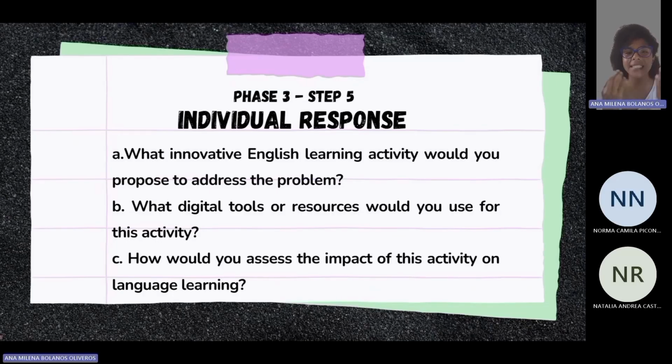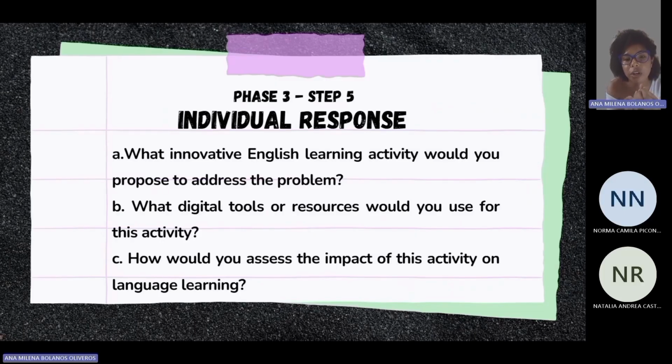The next question is, what digital tools or resources would you use for this activity? Like I said before, platforms like Instagram, TikTok or Facebook help them to see their progress and to receive feedback. For example, I created this activity for myself, and when I posted my videos, I received feedback from my friends, like an English teacher, and that helped me feel closer to real communication, to real life.